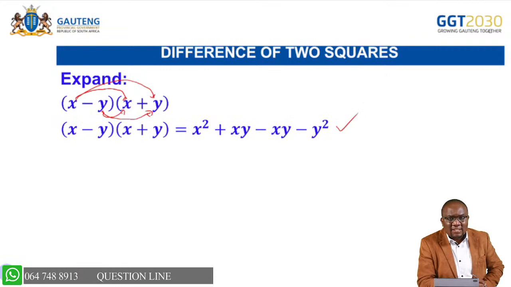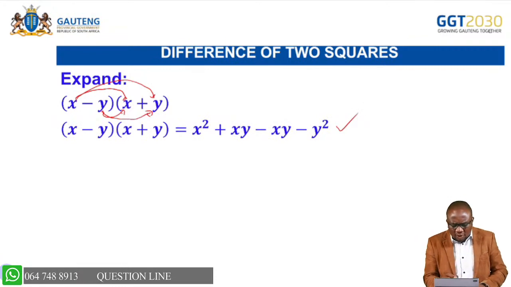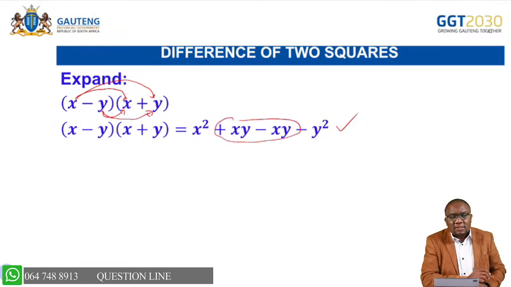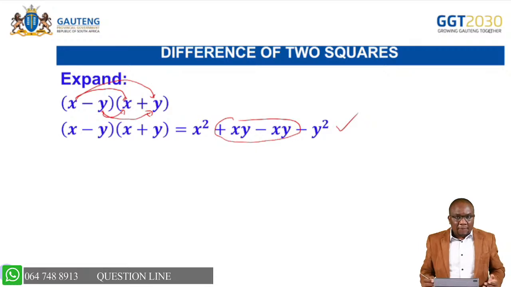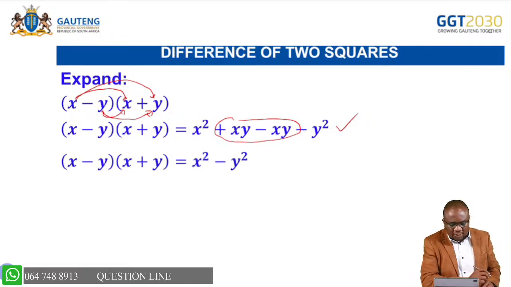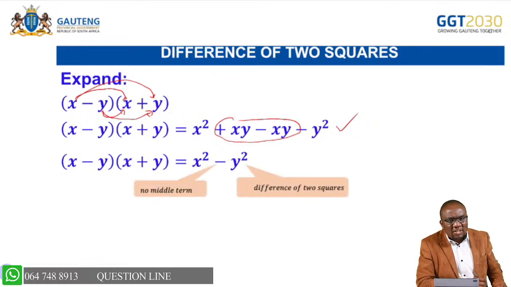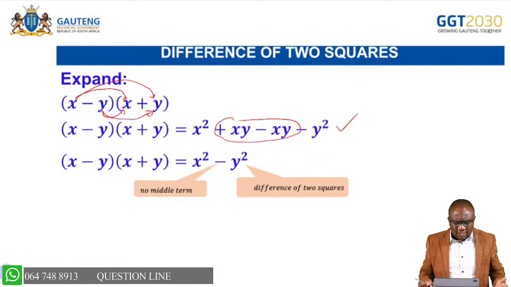Do you have something like this? Yes, you must have something like this. What is this? Xy minus xy is 0. Do you see that? And then it disappears because it's 0. What we remain with is x squared minus y squared. Do you see now we have what? We have difference of two squares. No middle term. Do you see that? So this is the difference of two squares.